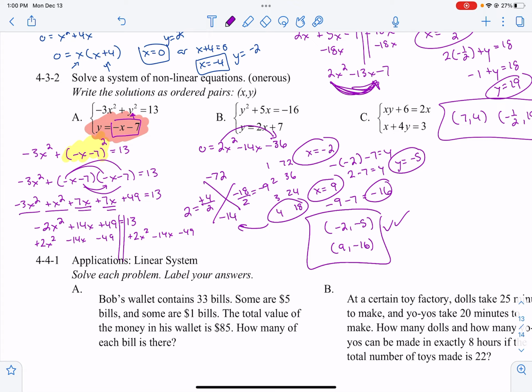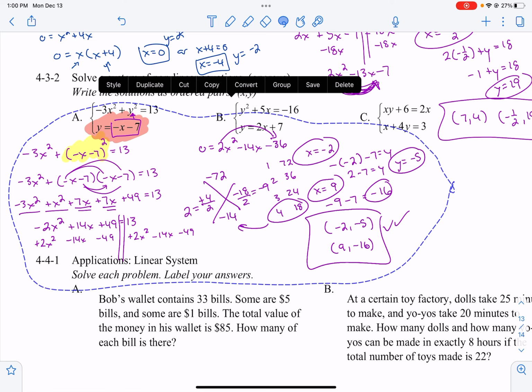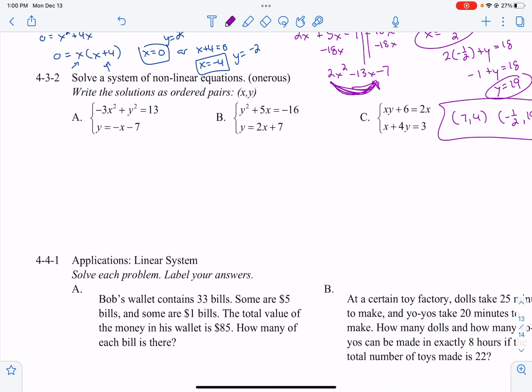So that's part A. So that's only one of those 3. And you're going to probably have a couple of those on the test. So you've got to be really comfortable with this process because you are going to be doing it over and over again.